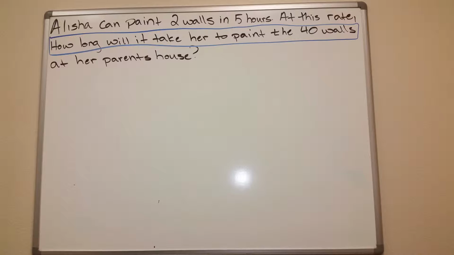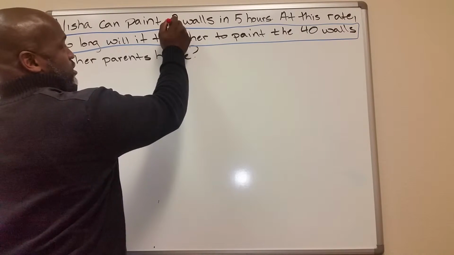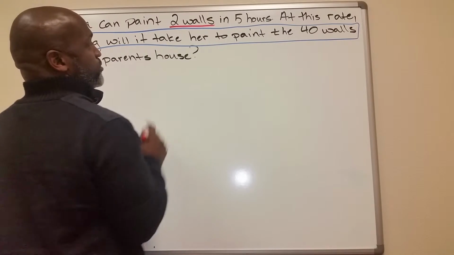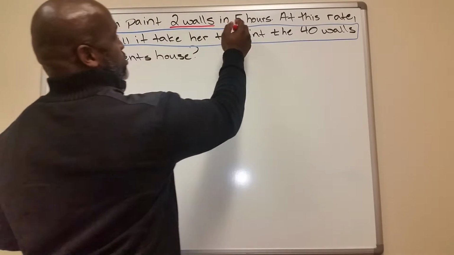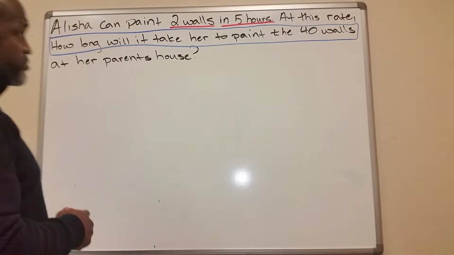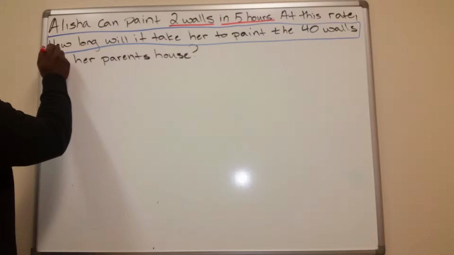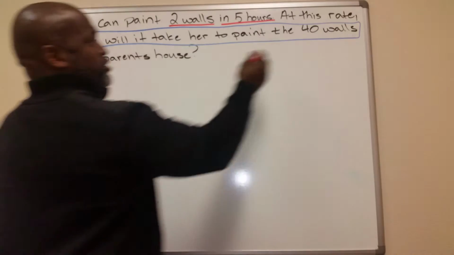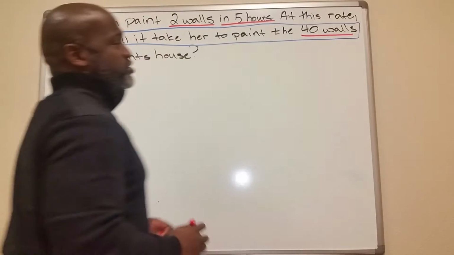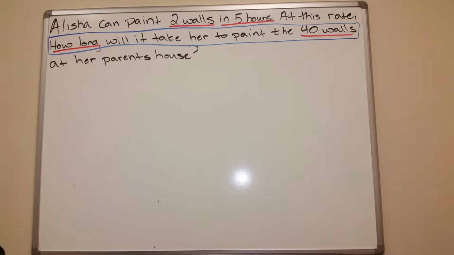The U tells us to underline the important information. So in this problem, the important things are that she has 2 walls, and for those 2 walls, it'll take her 5 hours. The other piece that we need to know is we're looking for the time to paint 40 walls. So those are the pieces of information that are important for this problem.